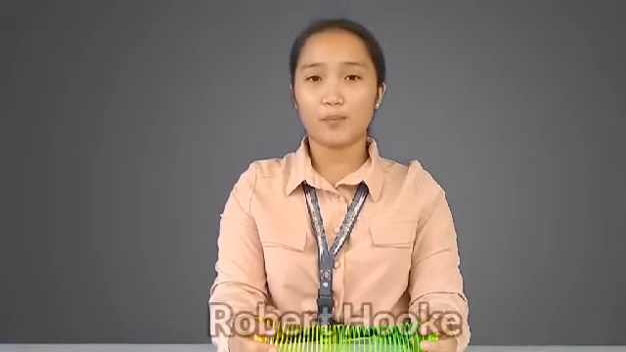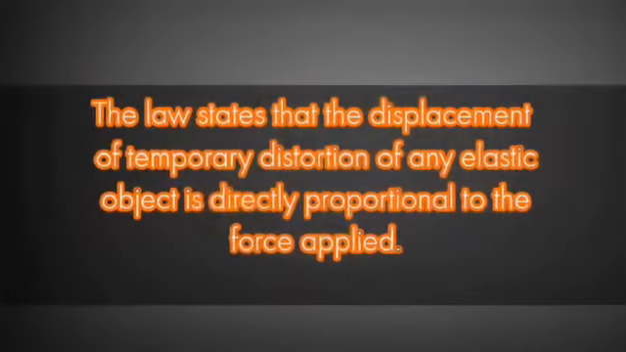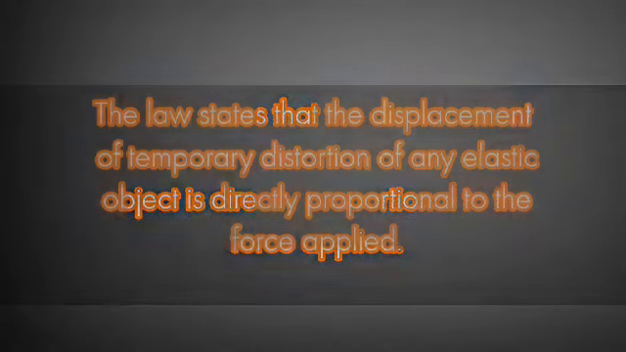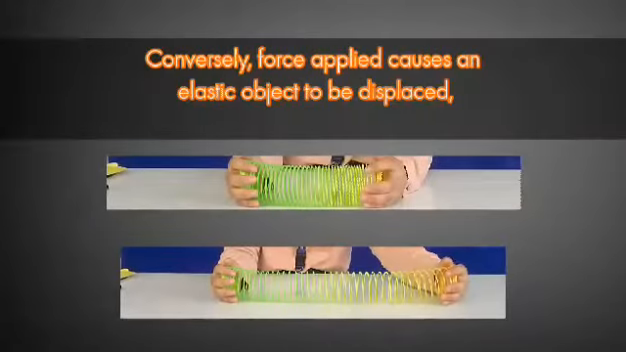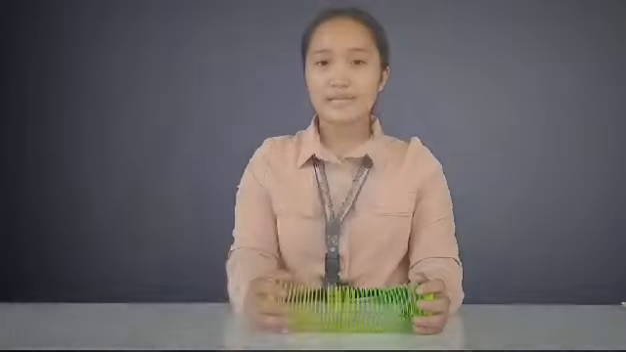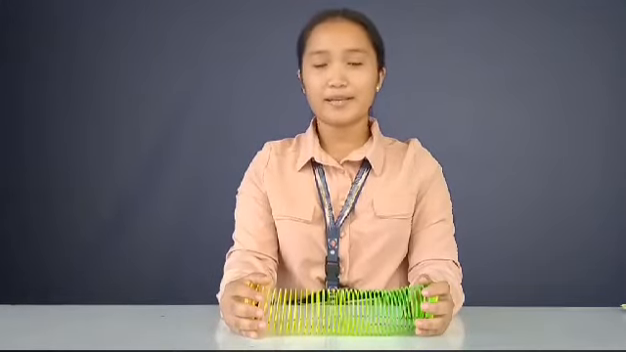So now, the answer lies within a law created by an English physicist, Robert Hooke. The law states that the displacement or temporary distortion of any elastic object is directly proportional to the force applied. Conversely, force applied causes an elastic object to be displaced. It is to be stretched or compressed. This law applies to a spring since it is an elastic object.